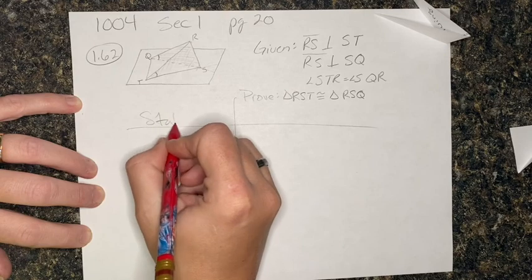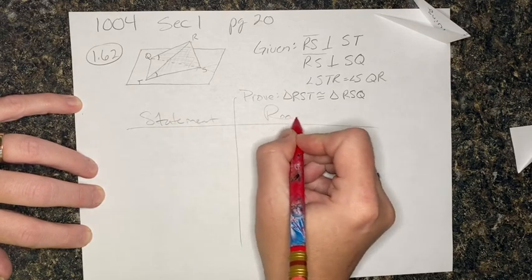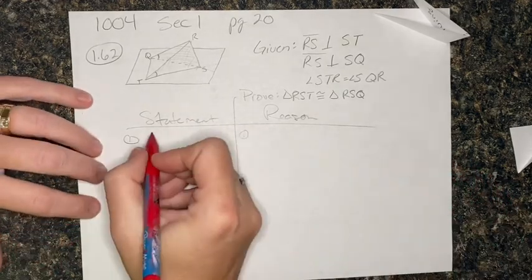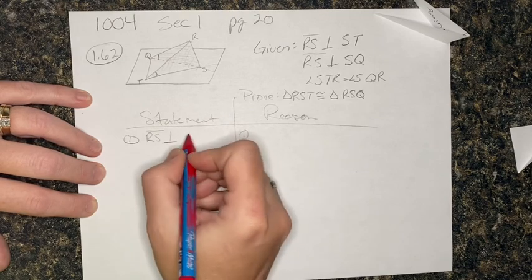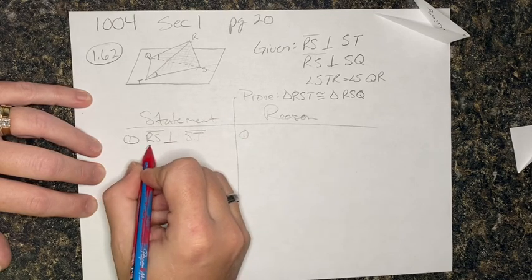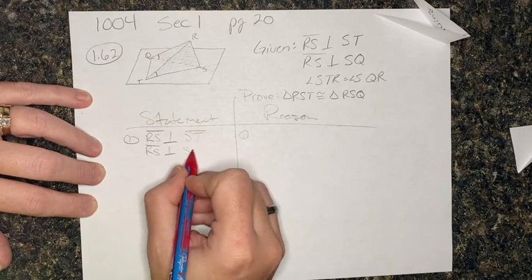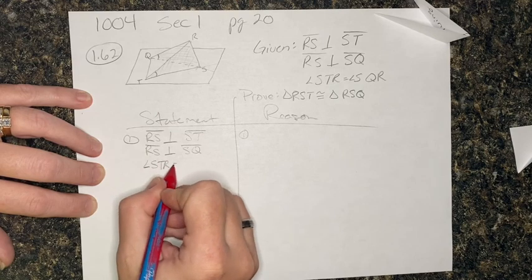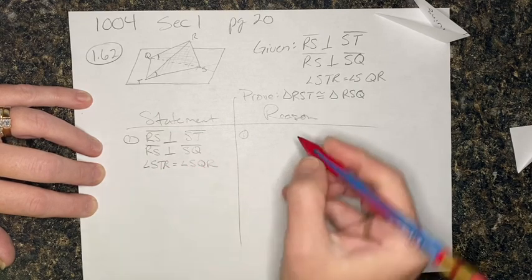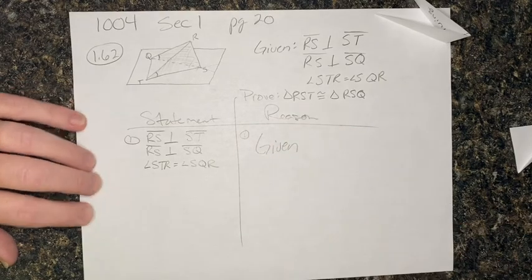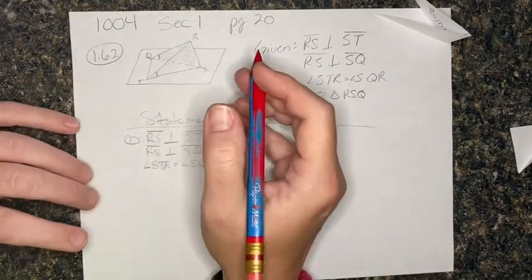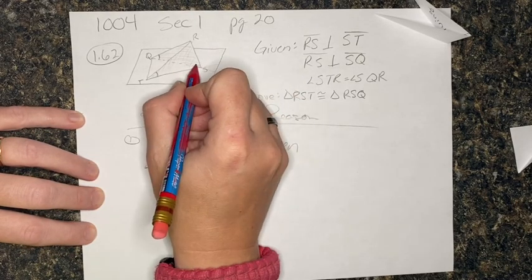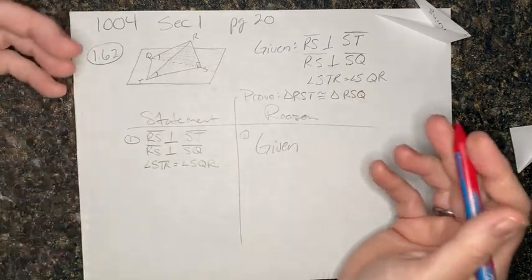We've got our statements and our reasons. Okay, number 1 is always going to be the same. It's our given information that RS is perpendicular to ST, that RS is perpendicular to SQ, and that angle STR is equal to angle SQR. And this is all given information, okay? I'm going to try, even though they overlap each other, to label my right angles here just so I can see what's going on. Kind of like that, all right?